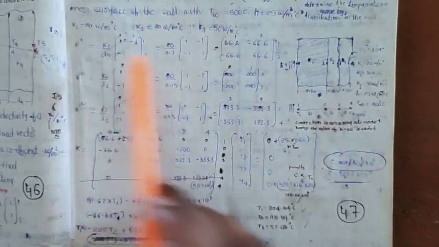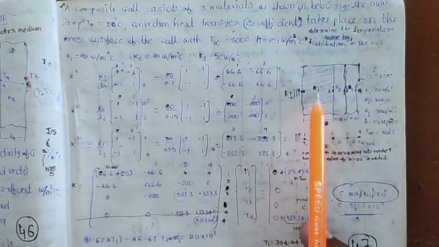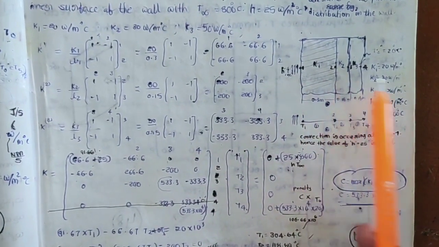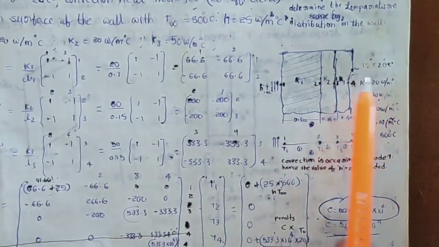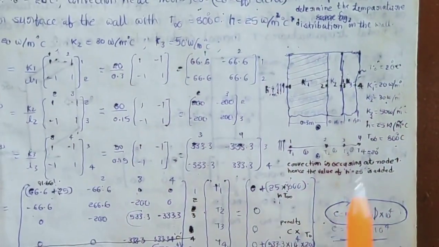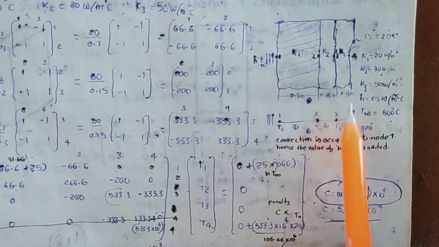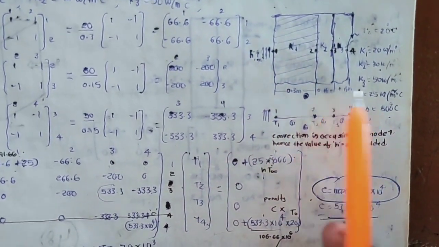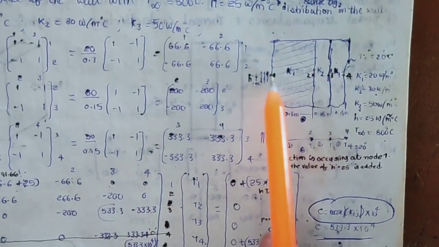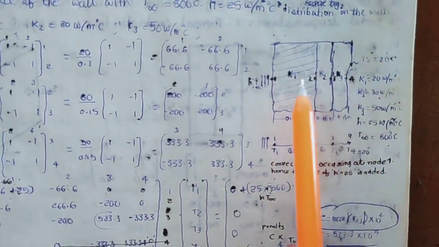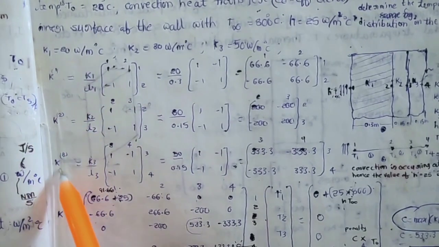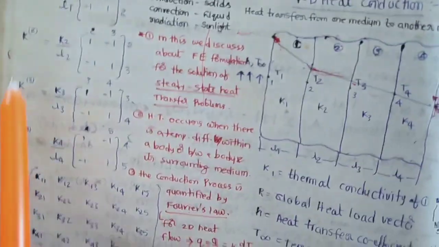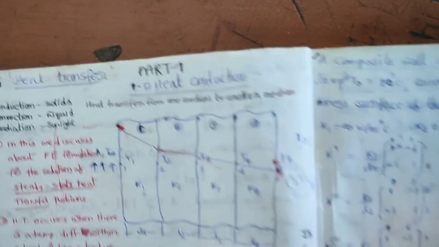From the question, K1, K2, K3 and H and T naught are given, and the outer temperature of 20 degrees centigrade is given in the problem. Let's take this as L1, L2, L3. We have 4 nodes, 3 elements: element 1, element 2, element 3. So you have to find the individual K1, K2, K3 values using the formula from the earlier discussion. You have to use the same formula here.